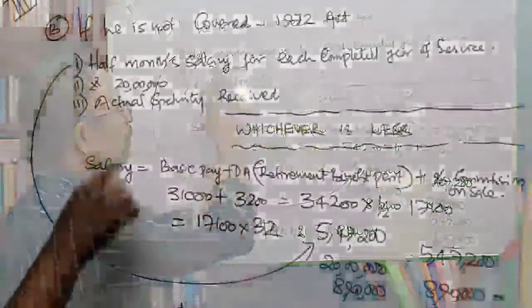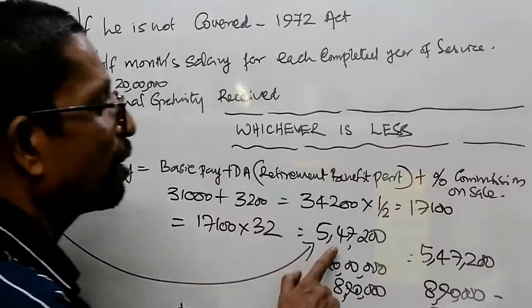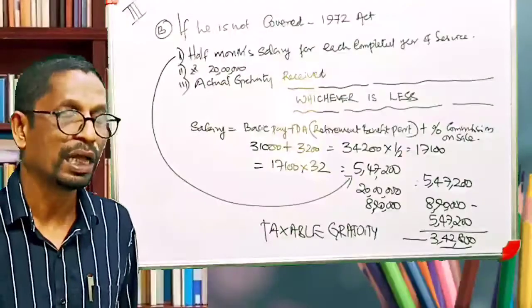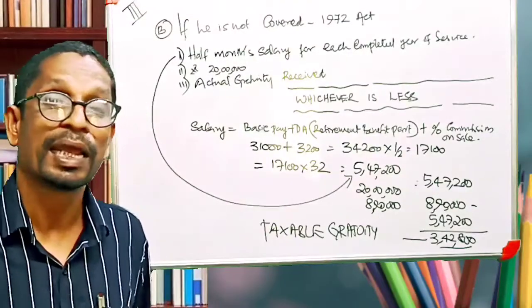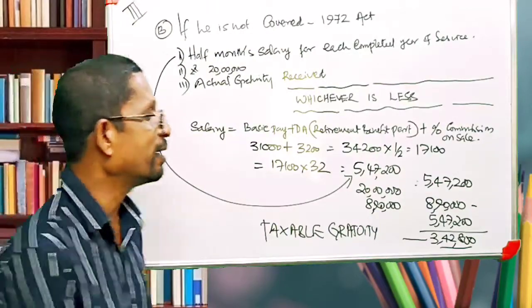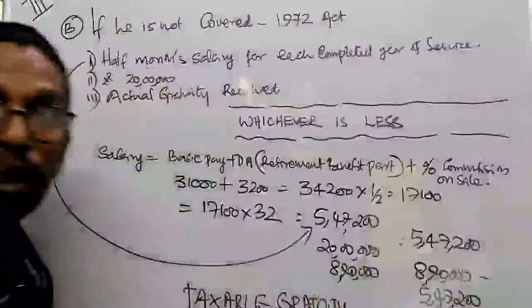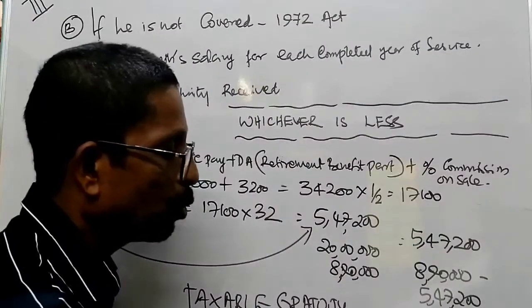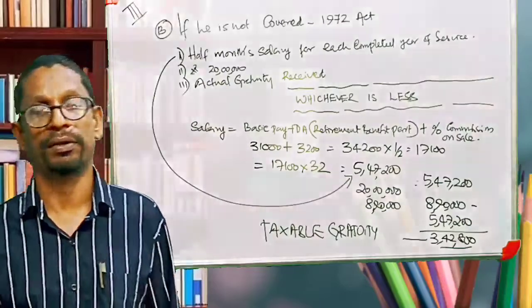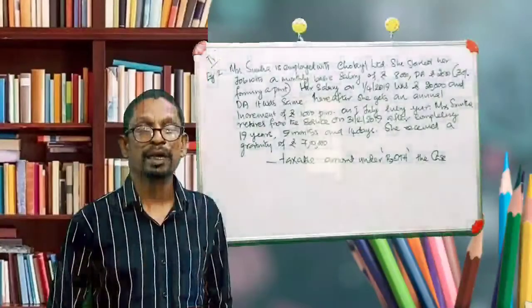Now as per the first condition, we got 5,47,200 and again rupees 20 lakh, that is mentioned in the income tax, and again the actual gratuity received, that is how much here? 8,90,000. So his total income how much? 8,90,000. How much is the exempted figure we computed here? That is 5,47,200. Therefore taxable amount is equal to 3,42,800. Okay, now we are moving to this second example.